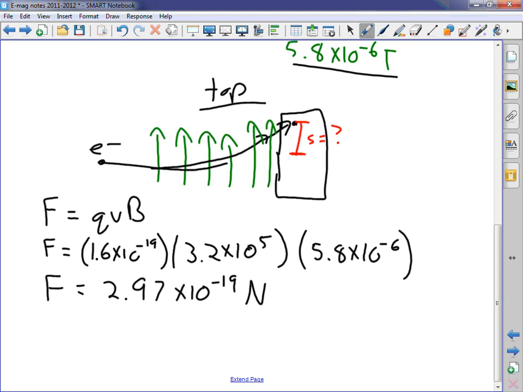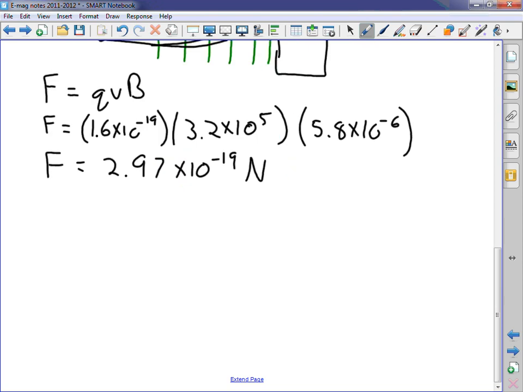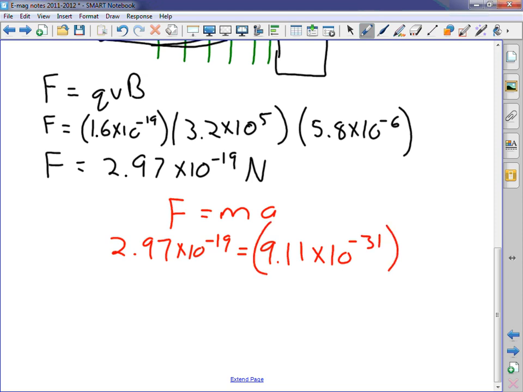Now that seems like a very, very small force until we remember an electron has very little mass. So to get to the acceleration, F equals ma, so 2.97 times 10 to the negative 19th is equal to the mass of the electron, 9.11 times 10 to the negative 31st, times a. Dividing both sides by 9.11 times 10 to the negative 31st, we actually get a pretty large acceleration, about 3.26 times 10 to the 11th meters per second squared. That's a relatively large acceleration right there.